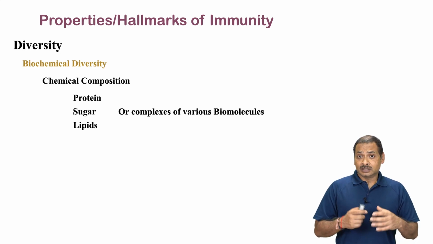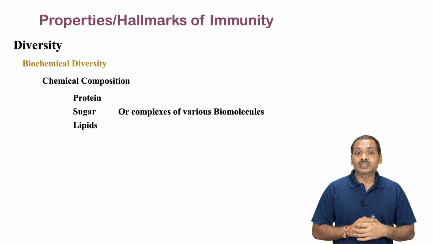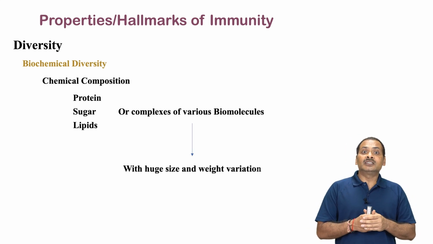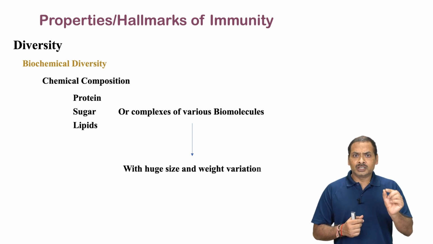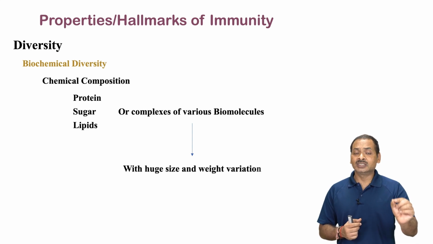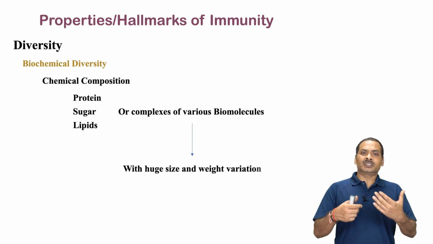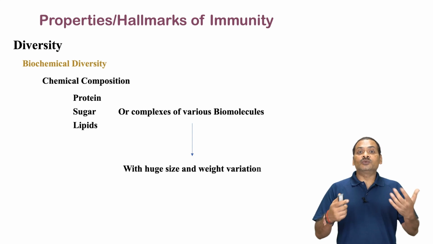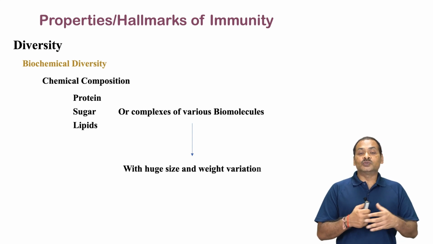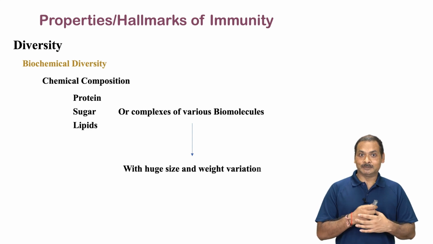Okay, and it's not only the different types of biomolecules, it can also recognize a huge size variation. Huge size variation means an extremely small molecular weight molecule can induce immune responses, as well as a bigger size molecule can also induce immune responses. So that is what I want to emphasize on biochemical diversity. This is one of the very unique properties or hallmarks of immunity.